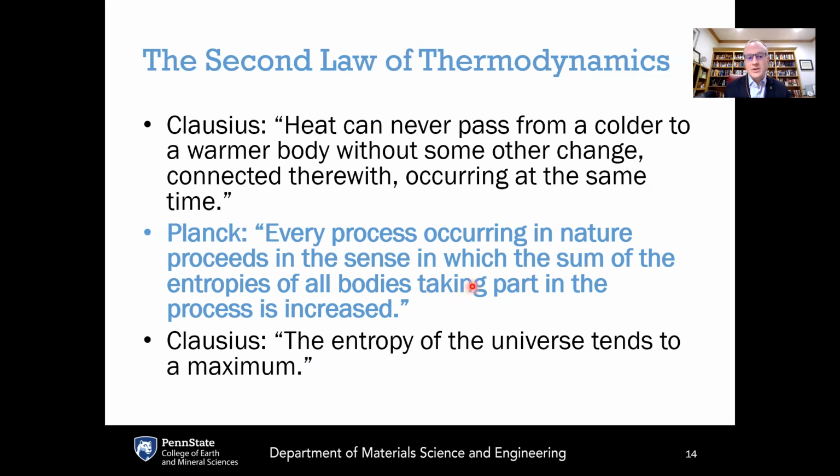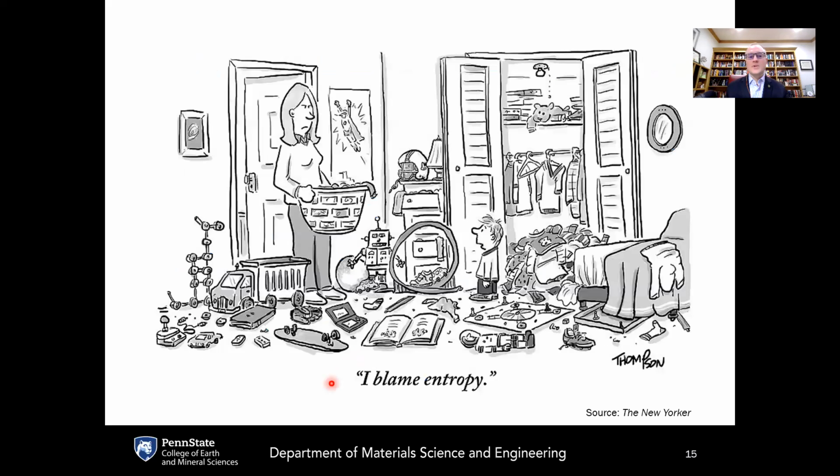the entropy of the universe here is going to increase. Clausius comes back with another statement of the second law, a slightly different statement, that says the same thing as Planck, but in a more succinct fashion. Clausius says the entropy of the universe tends to a maximum. So what exactly does this mean?